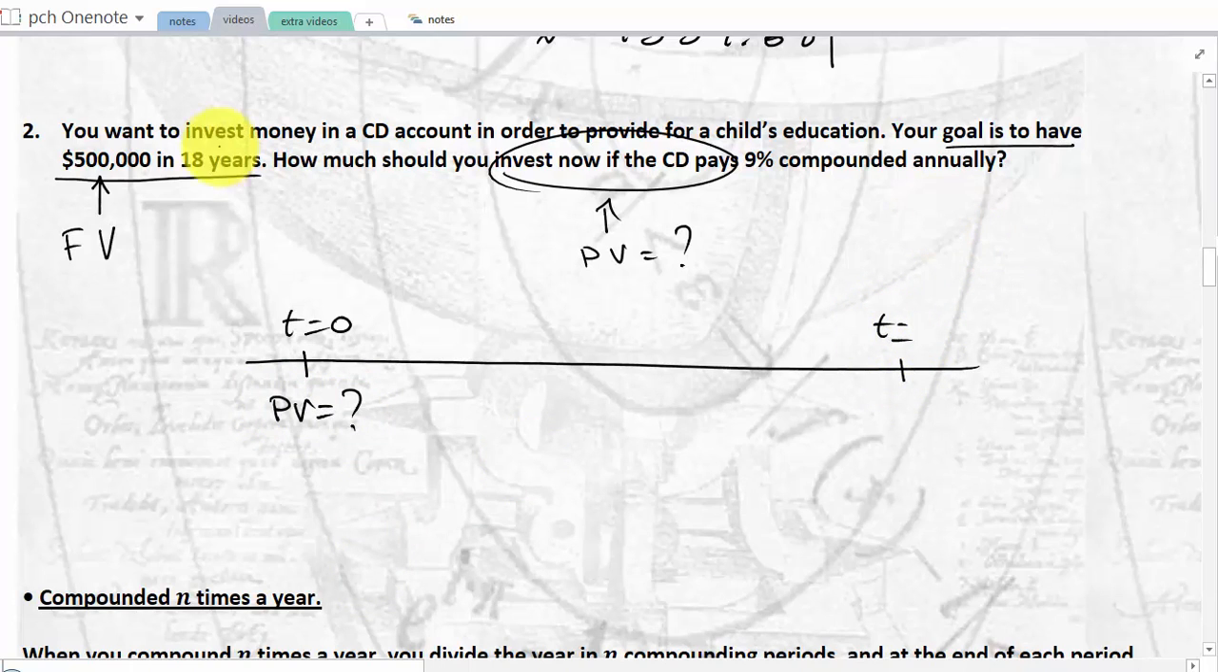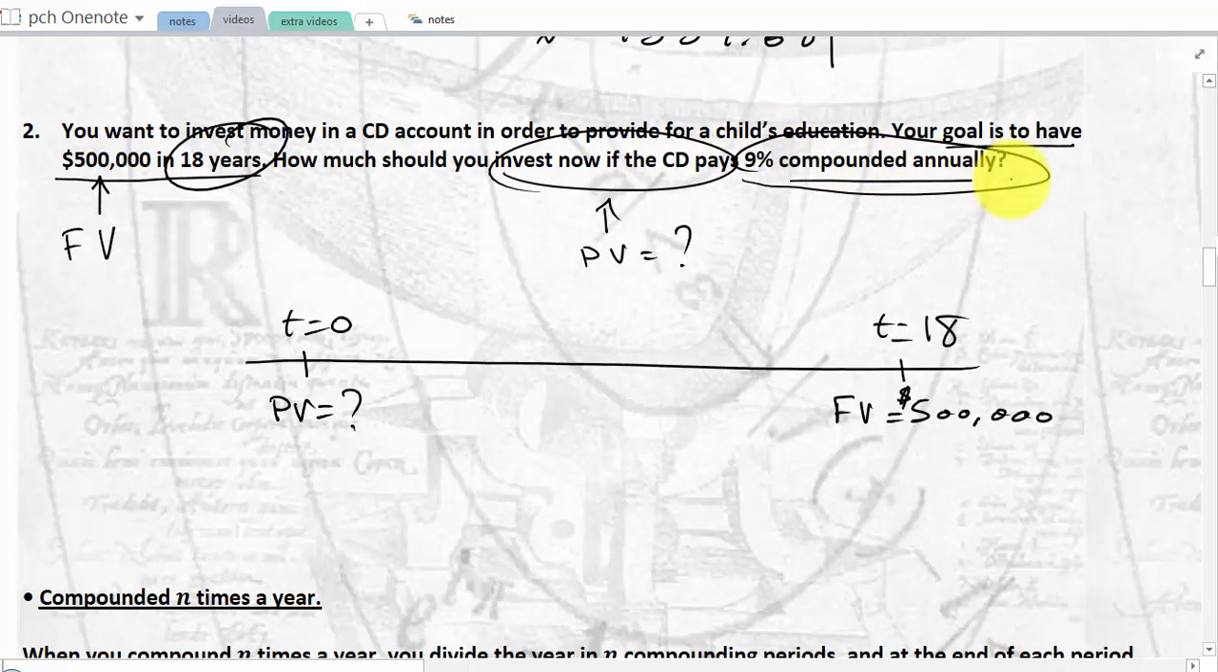What I'm given, how long down the road? 18 years. What I'm given at t equals 18 is the future value, half a million. Here we go. All right, so I have my future value. So I need to invest money in a CD account paying 9% interest compounded annually. So during these 18 years, the amount will stay in an account that will give me 9% compounded annually. How much do I need to invest now?